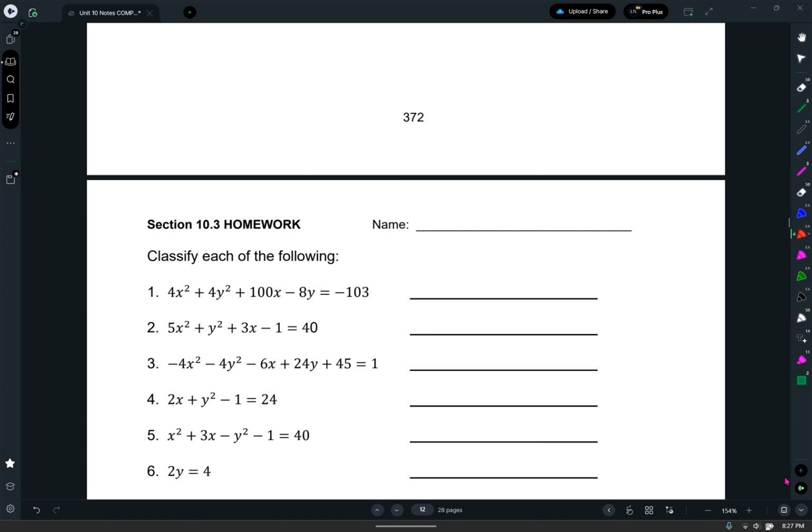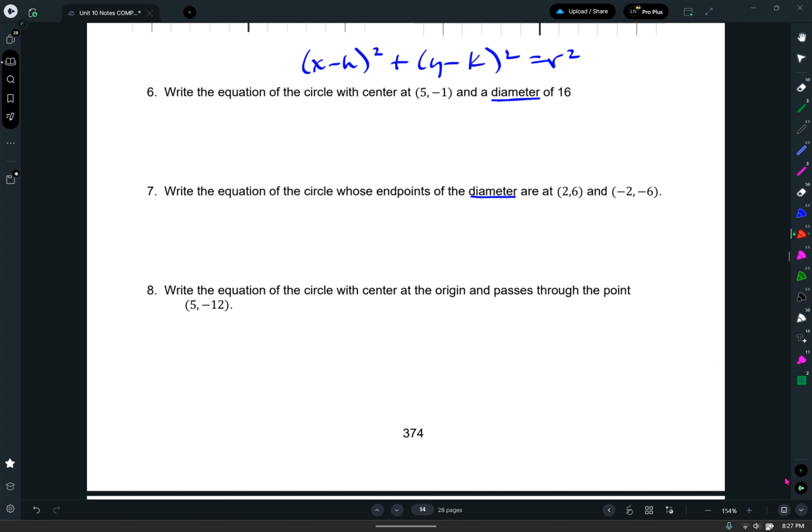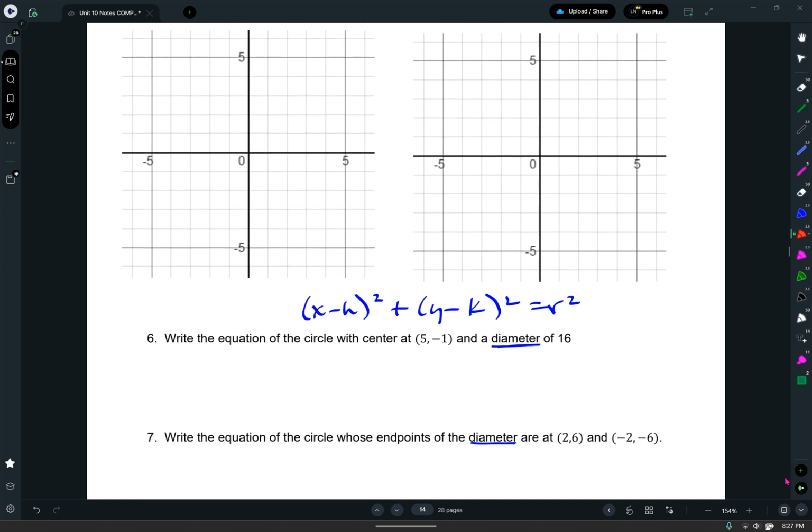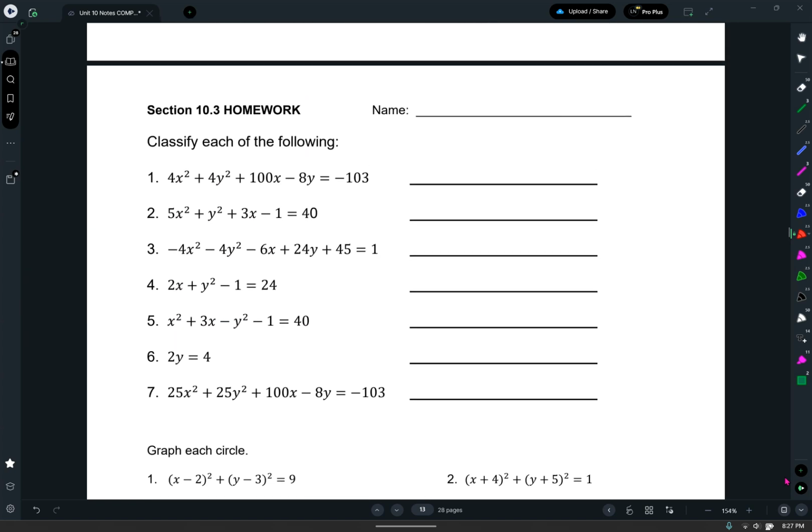So I say these are thinking questions, but they're not that bad. Don't just look at them and see the words and quit on me. Okay, so just try those. And that is everything you never wanted to know about circles.